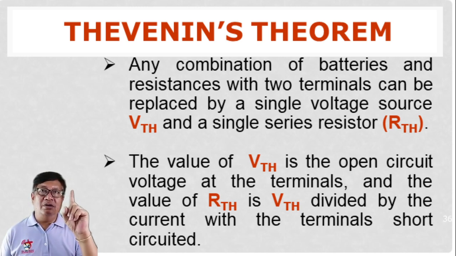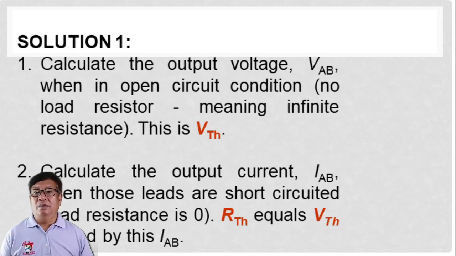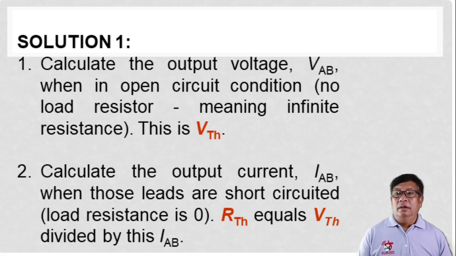Pag voltahe yung kukunin natin, Thevenin voltage, i-open circuit natin yan. Pero kung kukuha tayo ng current, then gawin nating short circuit ang ating dalawang terminals. Okay? So, we have here solution number 1. Dalawang solution natin, no? So calculate the output voltage V sub OC.